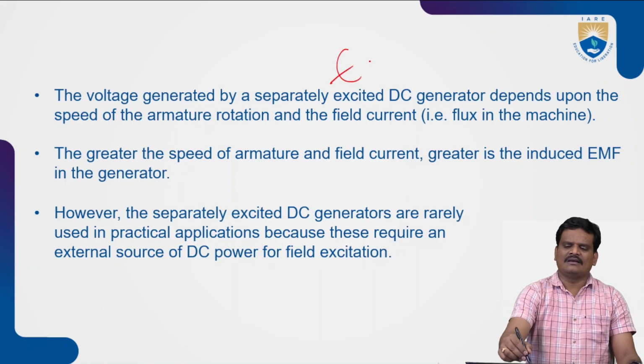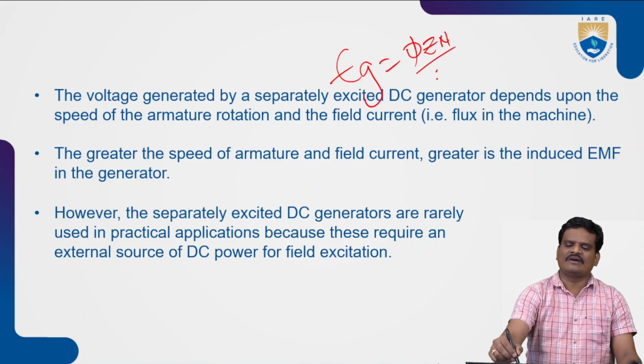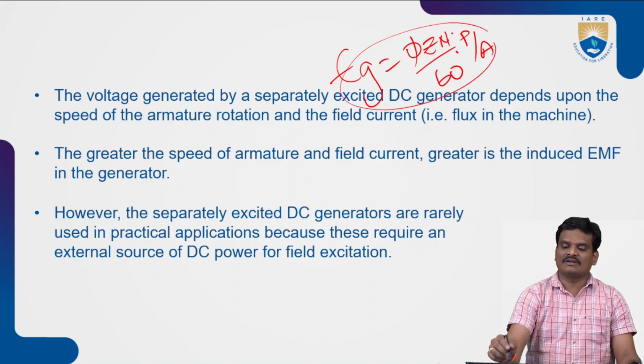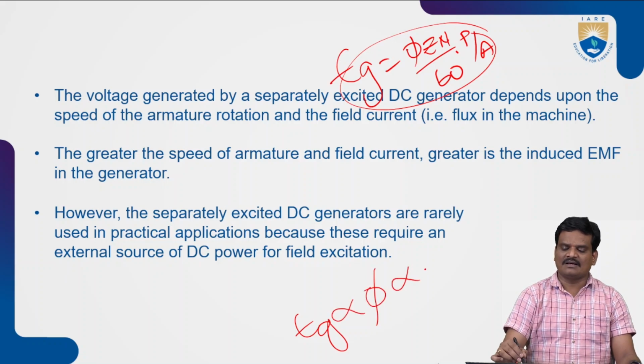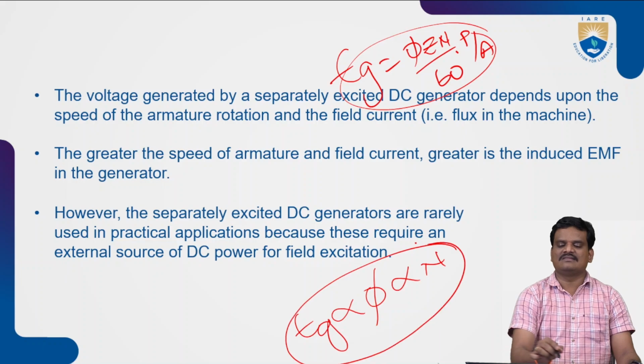As we know, the expression for generated EMF in case of a DC generator is E = ΦZN/60 × P/A. When concluding about this particular expression, I said that the value of the generated EMF completely depends upon two parameters. One is flux, and the other is speed.